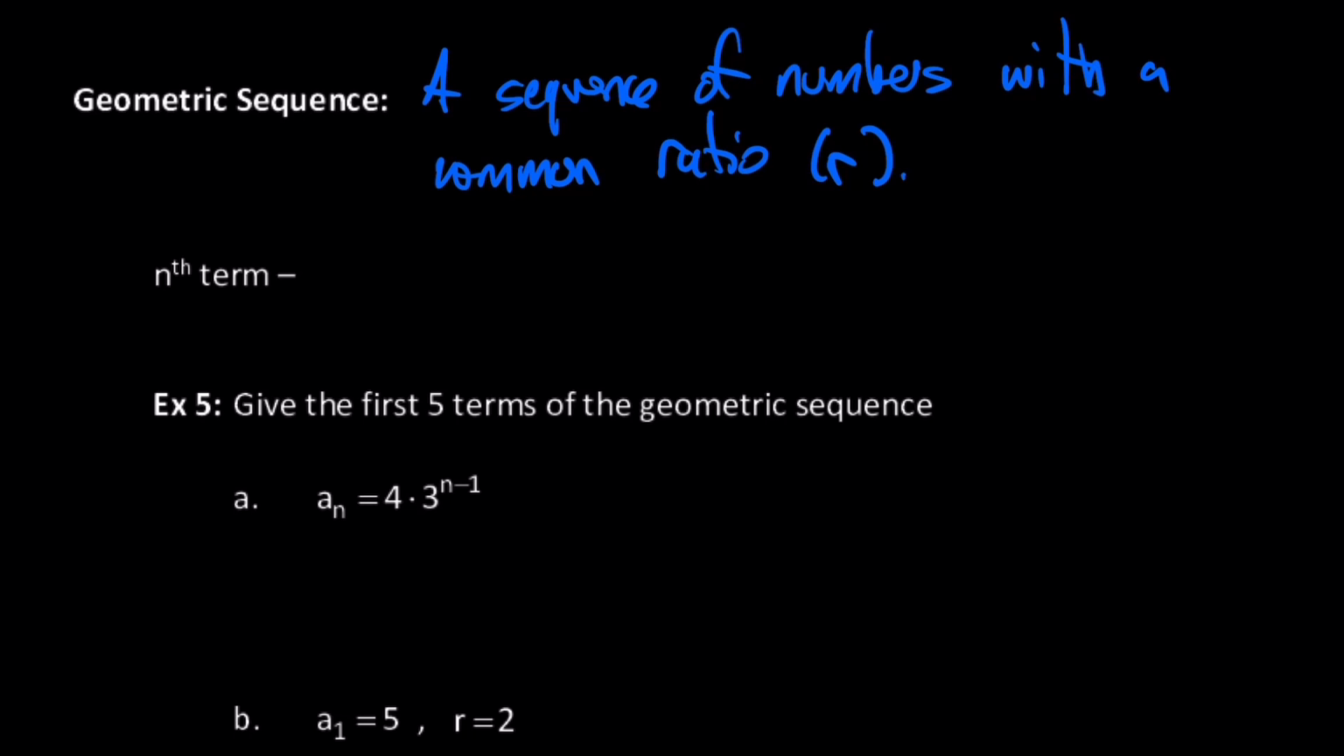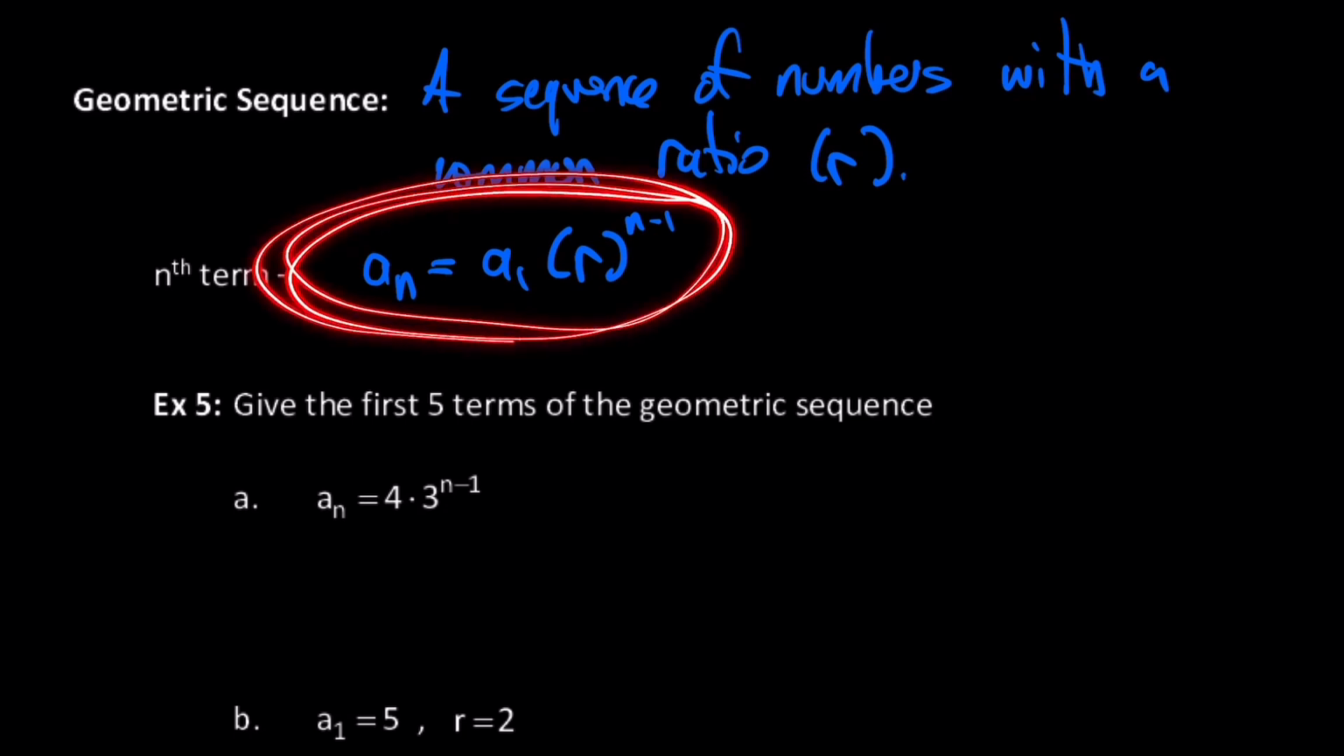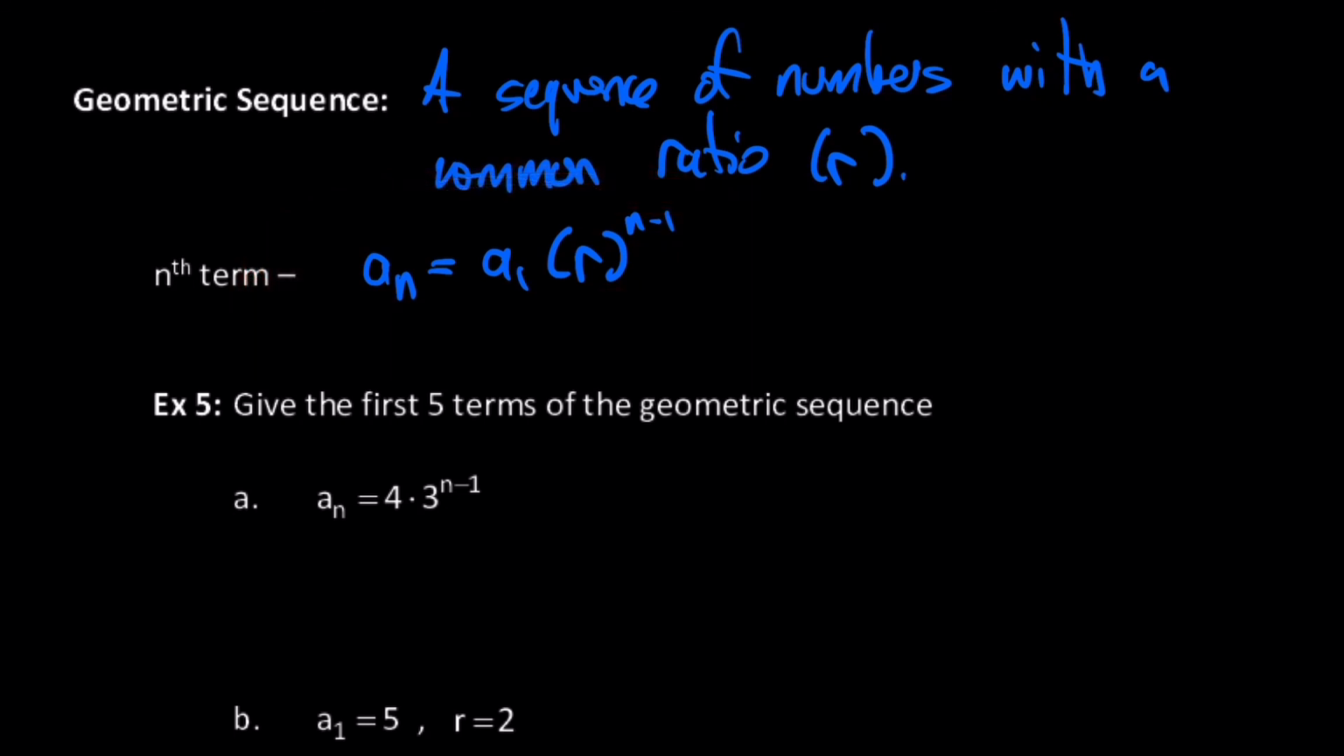So the rule for this is a sub n equals a sub 1 times r to the n minus 1 power. And again, this is a super important formula. This is a geometric sequence a sub n formula we need to have memorized.